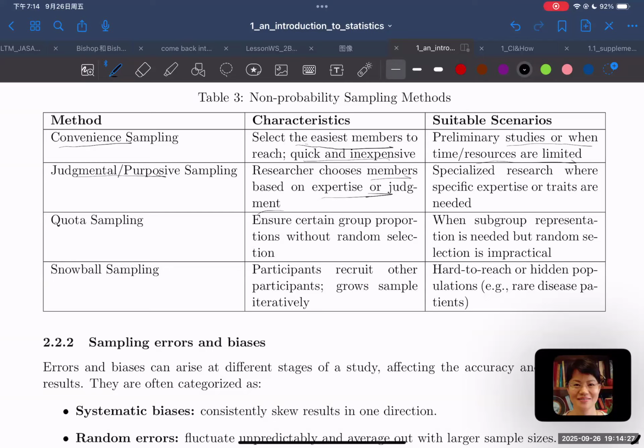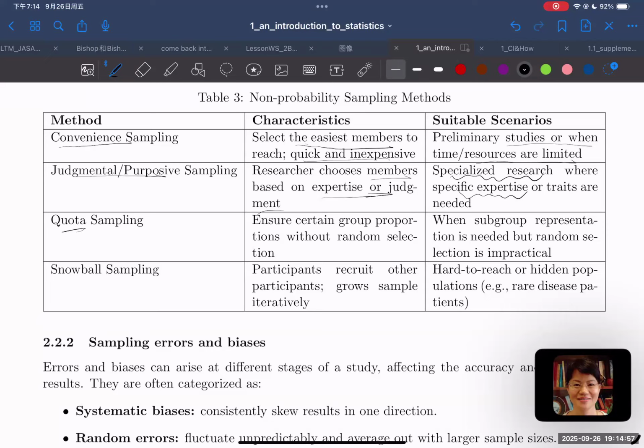So in such a way, it suits specialized research where specific expertise or traits are needed, right? When the department has to decide who will be my referee, they have to decide that it should be fair people with a high standard, eligible to judge my expertise.